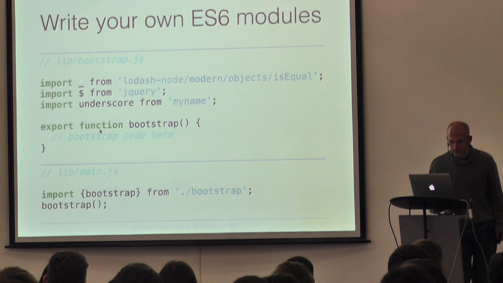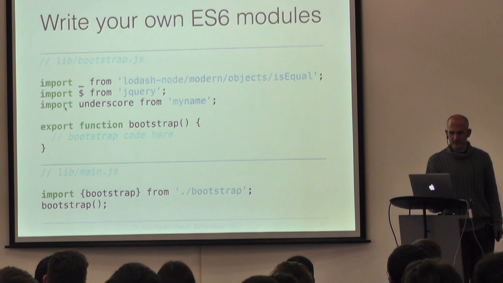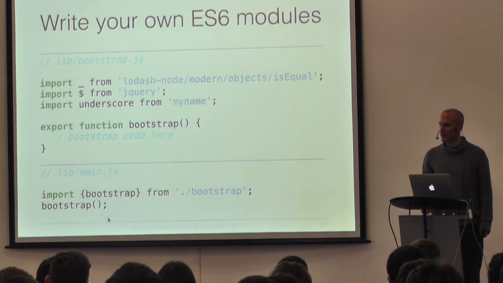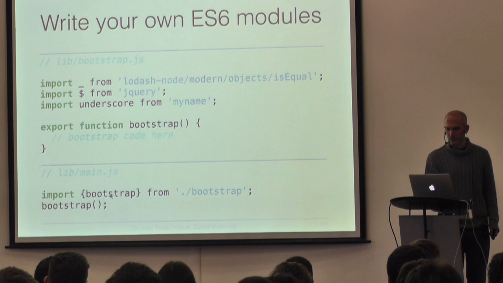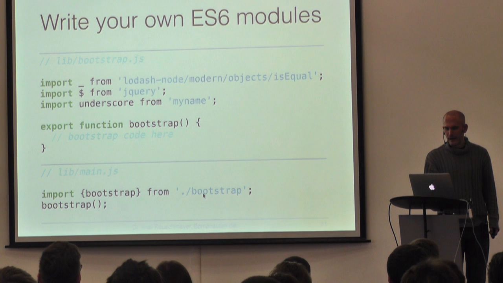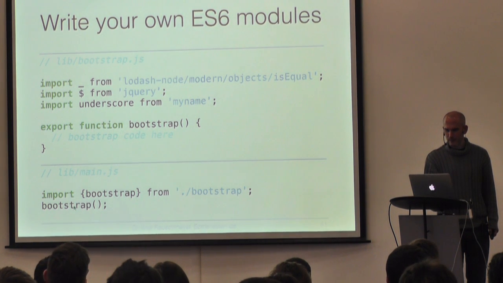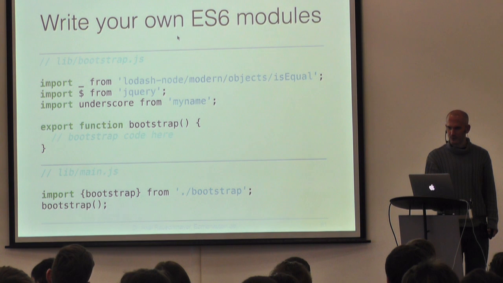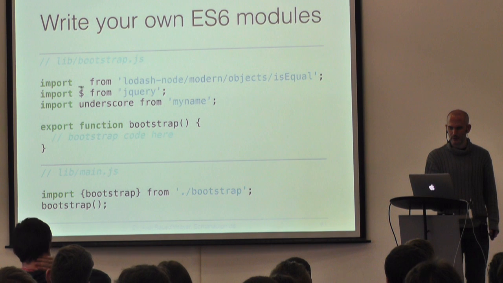And then you export something. So this is your import, this is you exporting something. So this is actually a module, and this is the main program. So this is where everything starts. The main program uses another module that you've defined up here, and then you call the function that you import from this other module. And so now you've written two ECMAScript 6 modules.